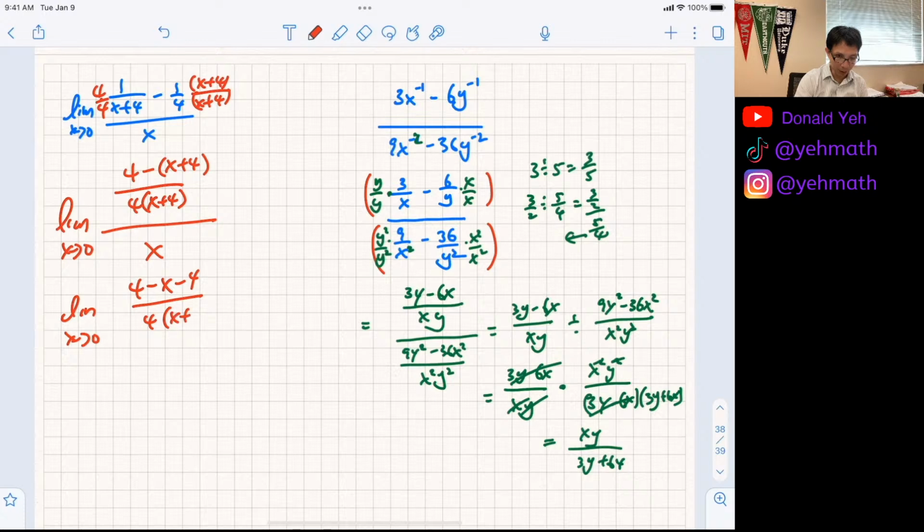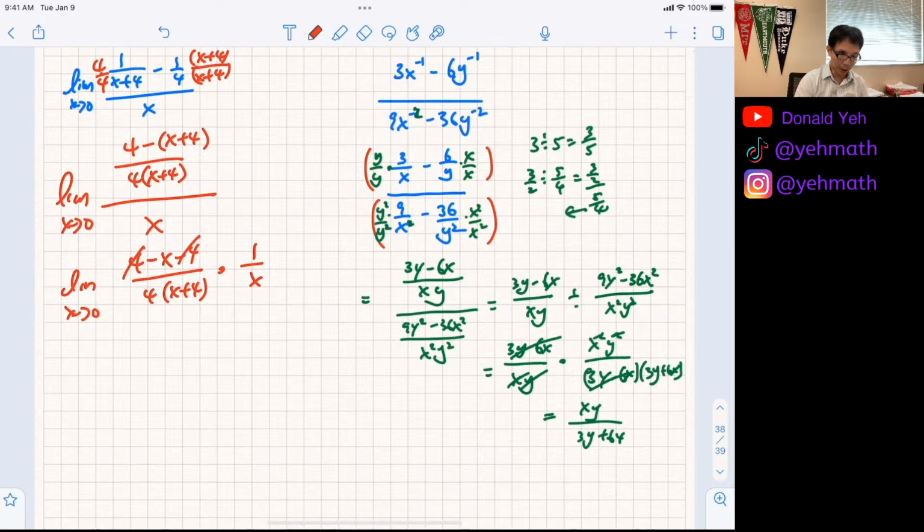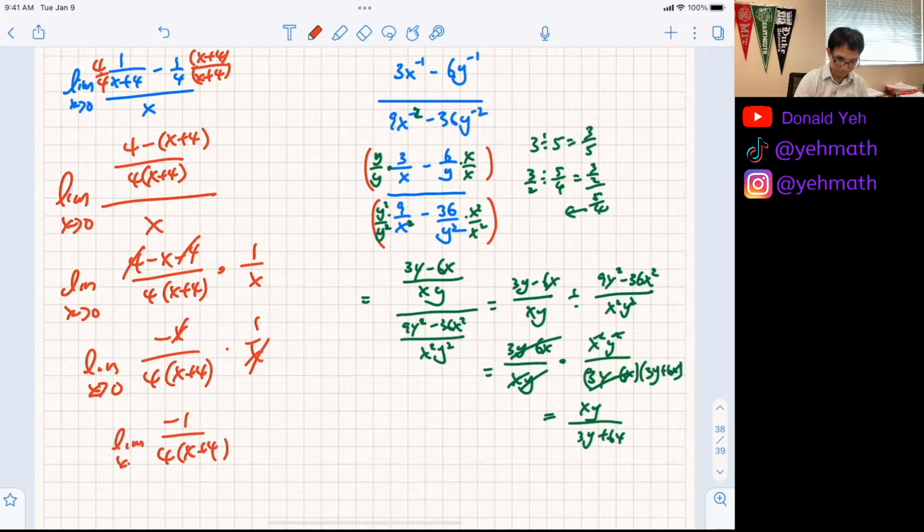4 times x plus 4, and then it's divided by x. So that's times 1 over x, right? If divided by x, is that times 1 over x? So this 4 cancels out. Negative x over 4 times x plus 4, times 1 over x. This will cancel out. That's negative 1 over 4 times (x plus 4), which is equal to negative 1 over 16. So that is the final answer here.